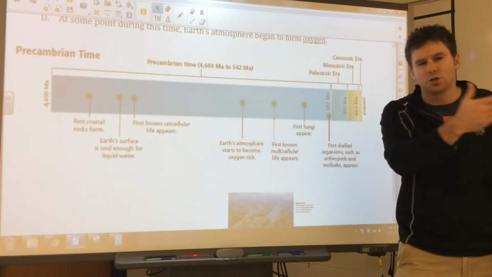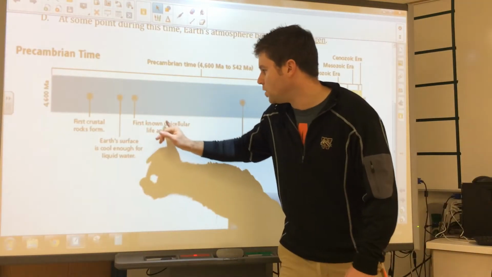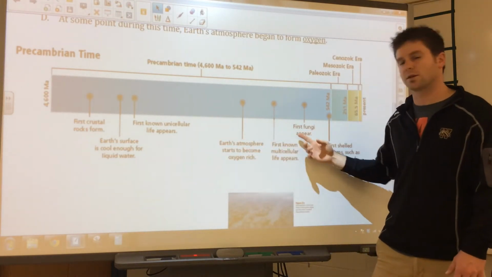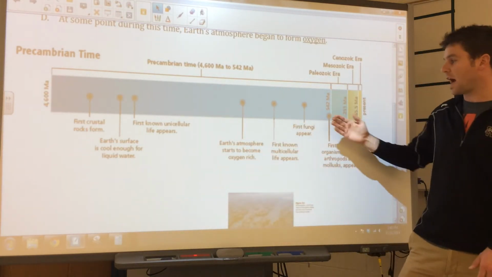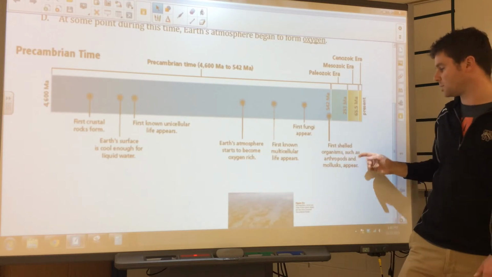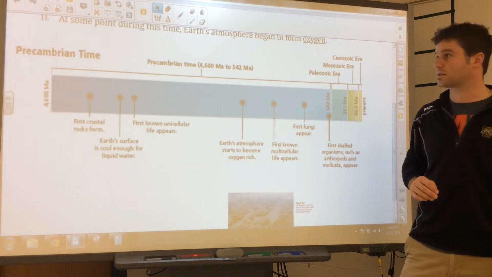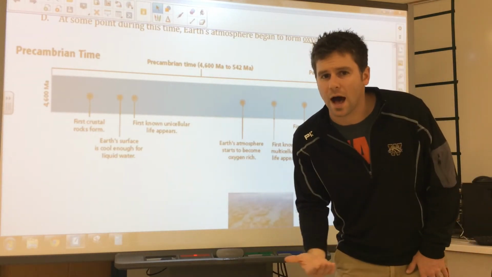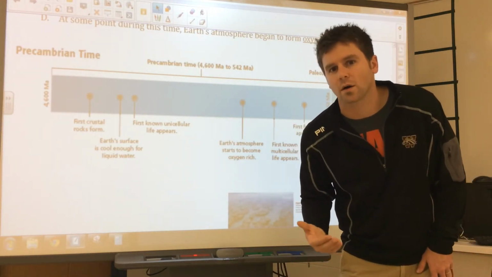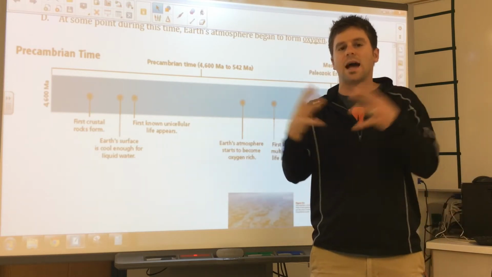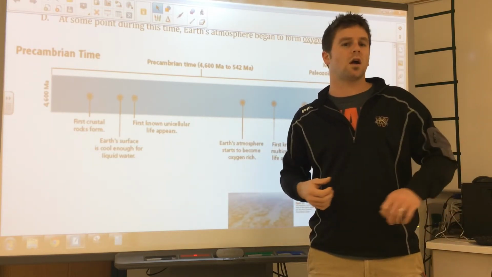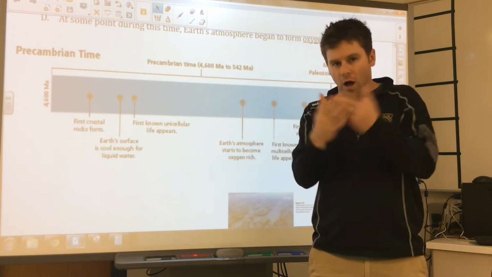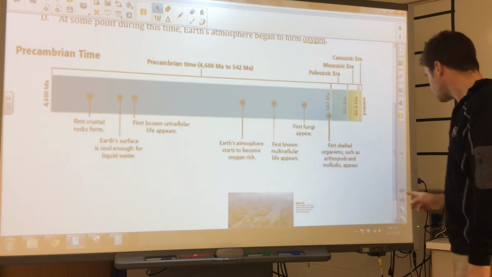So it's this evolution, right? So we started with unicellular life, and then that unicellular life evolved into multicellular life, and then the multicellular life got even more complex with shelled organisms such as arthropods and mollusks, okay? Not a ton known about this era. So realistically, we don't know a lot about 88% of our Earth's history. We're trying to connect the dots, but it's like shooting in the dark. It's like drawing in the dark. It's very difficult to put together because a lot of pieces are missing, okay?